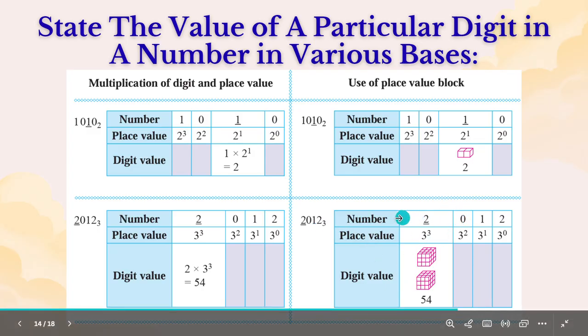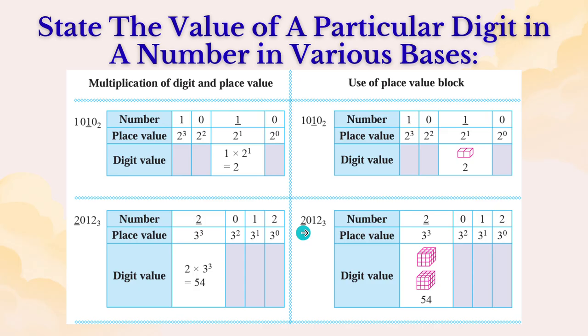Okay. So the second example is 2012 base 3. So the underlined digit is 2. We know that the place value is 3 to the power 3. Don't forget we write down the place values starting from the right hand side first: 3 to the power 0, 3 to the power 1, 3 to the power 2, and 3 to the power 3. So this number 2 has the place value 3 to the power 3.